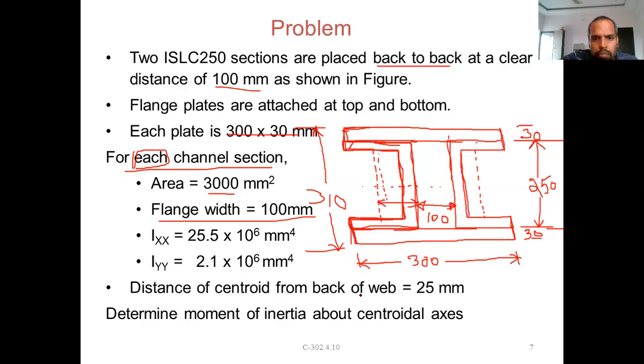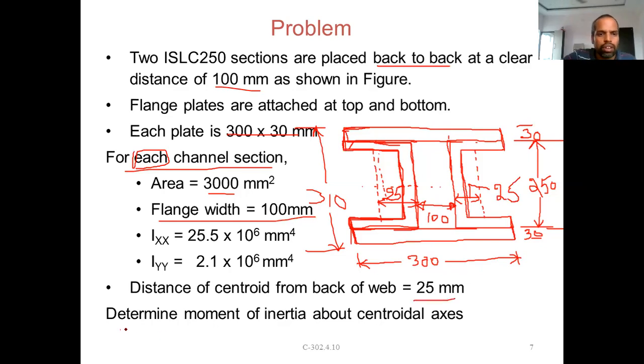Distance of centroid from the back of web is 25 mm. So this is 25 mm. That's what is given. Similarly, for this one it is also the same because both are of the same size. So this one is 25. That's what is given.